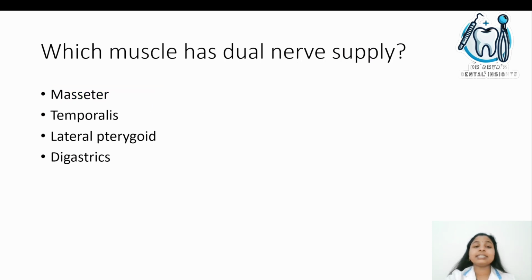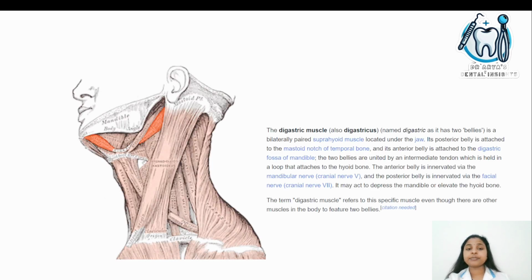So next question is which muscle has dual nerve supply? The options are masseter, temporalis, lateral pterygoid, or digastric. So just look into it. This is the picture showing the digastric muscle. Here it is the anterior belly of digastric and this is the posterior belly of digastric.